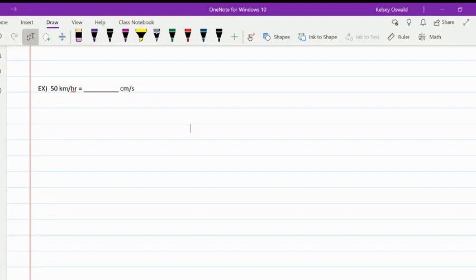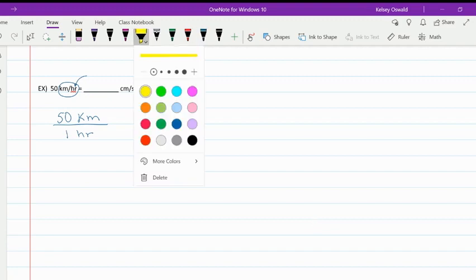Let's look at one more example. So in this type of example, we have 50 kilometers per hour, and we want to figure out how many centimeters per second that is the same thing as. So this one is a little different because what we're starting off with here is a fraction. So when we write our initial number, we're going to write it as just that. We're going to have our 50 kilometers and put that over our 1 hour because hour is in the denominator of this initial fraction.